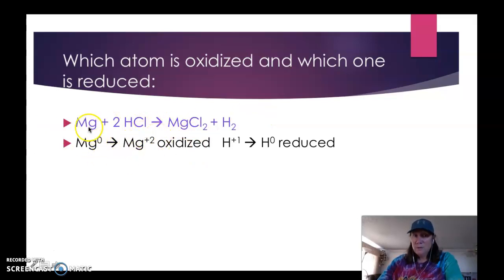So 0 here to +2, it's oxidized. It became more positive. It lost electrons. Here, hydrogen goes from +1 to 0, so it's reduced. It becomes less positive, or it becomes more negative.